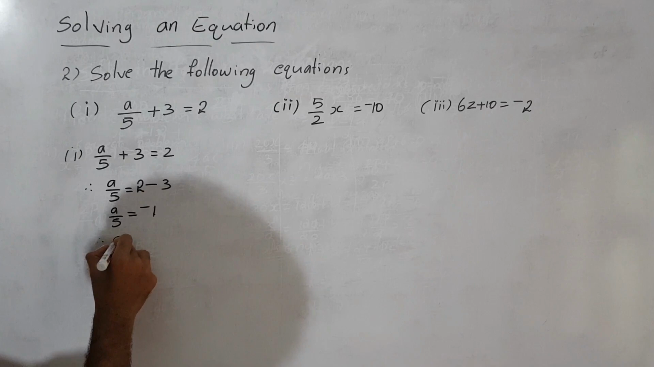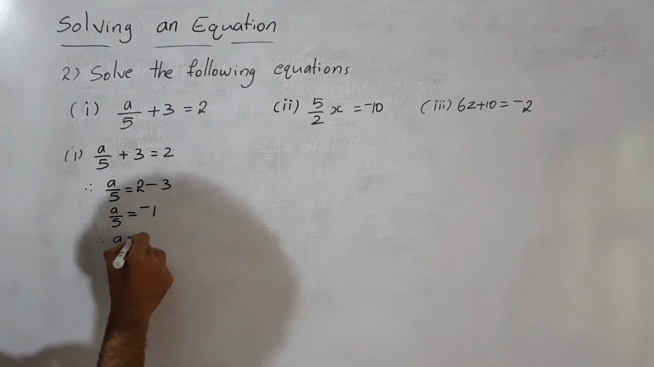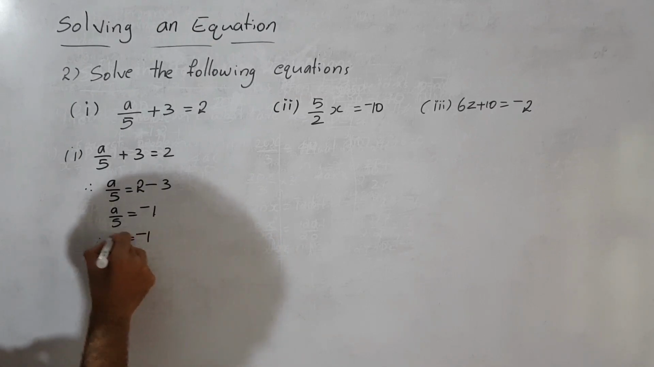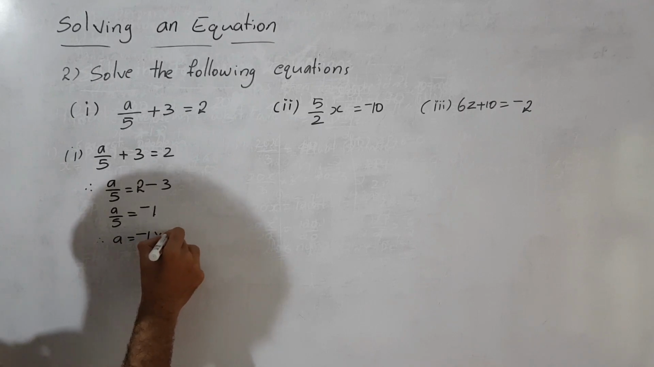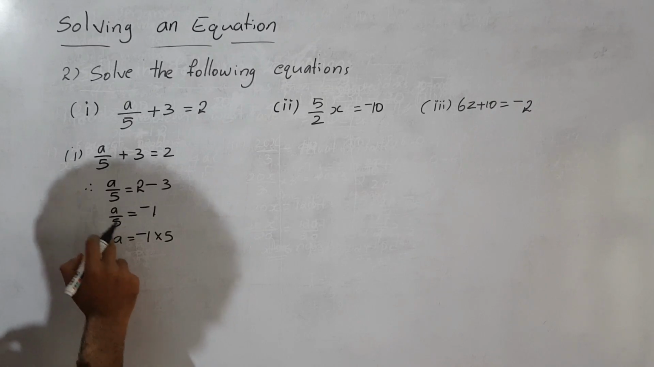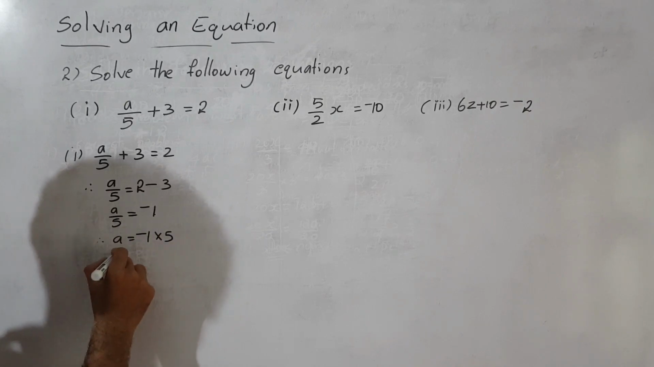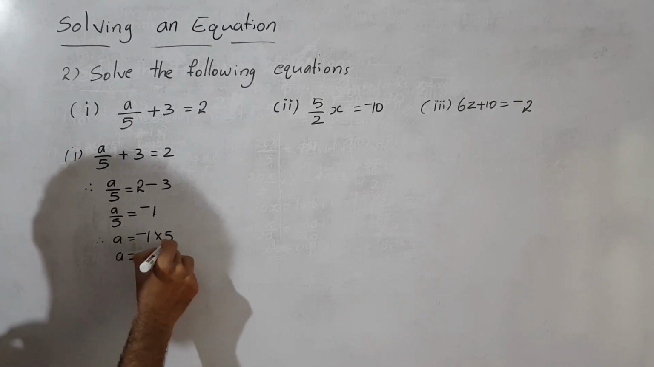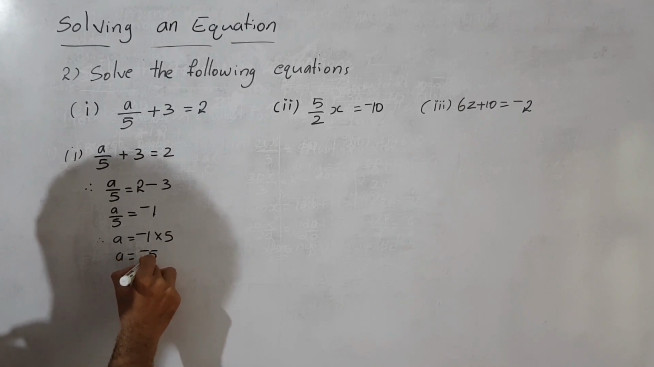Therefore what is remaining now here? Only a. a is equal to, now what do we write first? -1, then into 5. ഈ ബൈ 5 ഇപ്പുറം വരുമ്പോൾ എന്തായി? അതിൻ്റെ ഓപ്പോസിറ്റായി. ബൈയുടെ ഓപ്പോസിറ്റ്, ഇൻറ്റു 5. That is, a is equal to -1 into 5, which is -5.